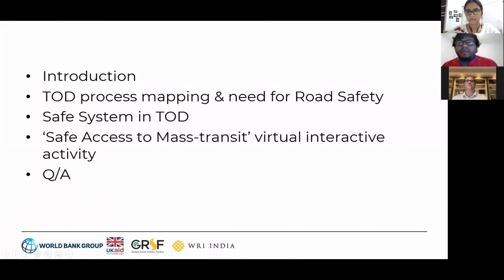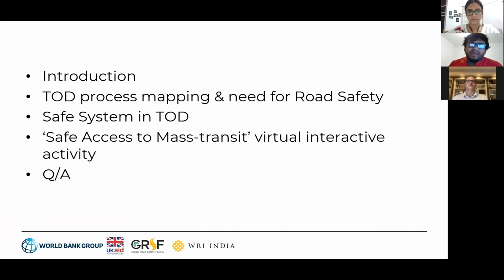So today we have Gerald, a lead transport specialist with the World Bank, who will provide a little background on the entire project. Then we will hear from Prerna talk about TOD lifecycle and process mapping and shed light upon the need for road safety in such projects.